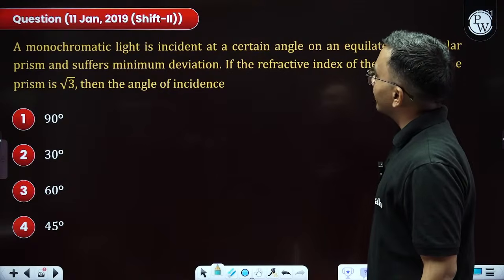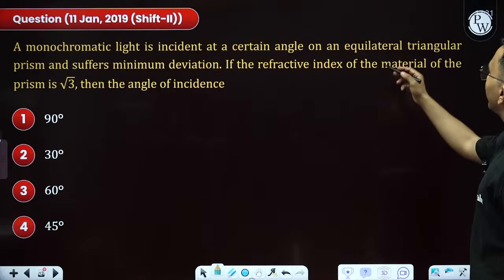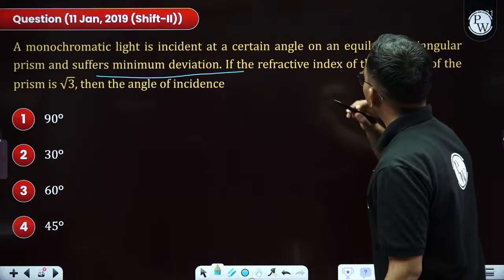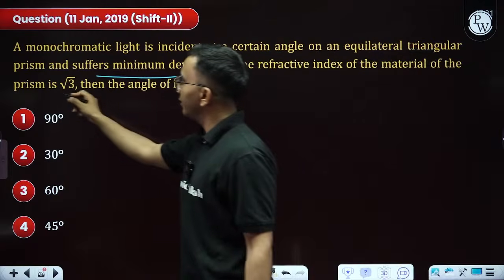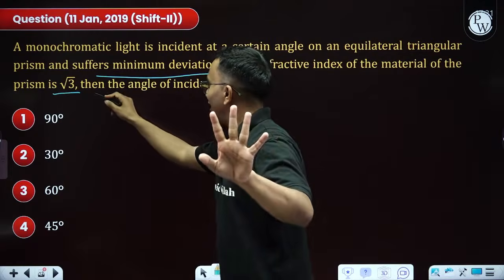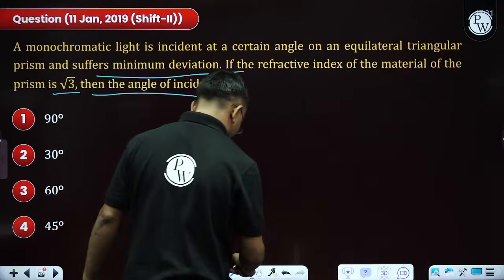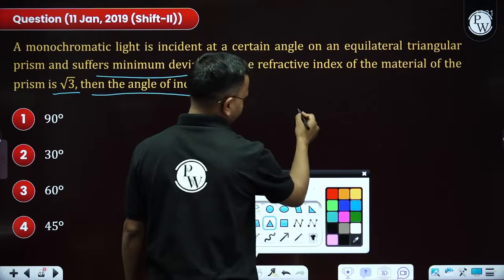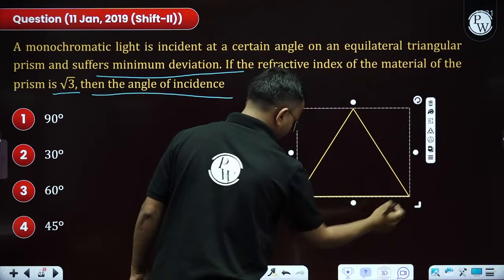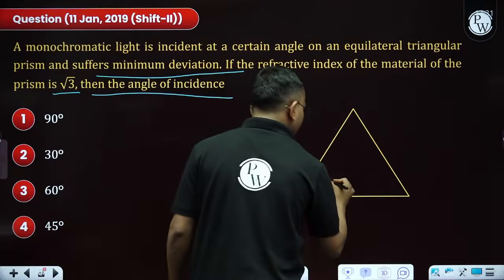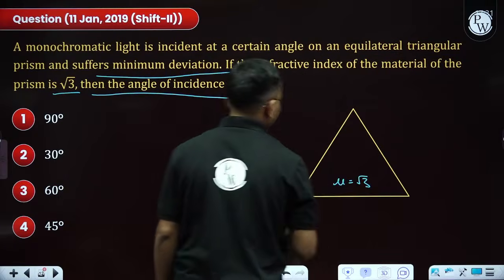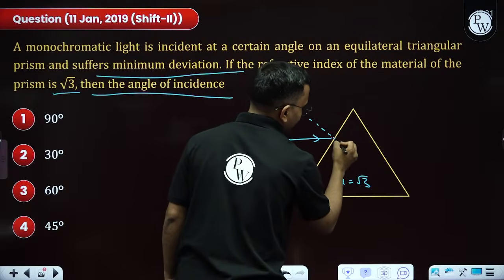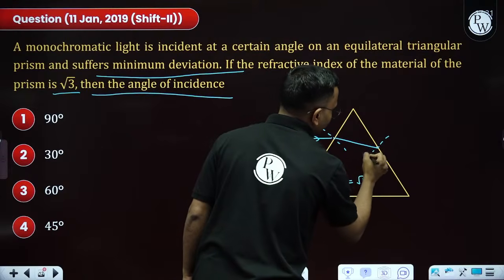A monochromatic light is incident at a certain angle on an equilateral triangular prism and suffers minimum deviation. If the refractive index of the material is root 3, then the angle of incidence is? Let us draw an equilateral triangle. This is my prism. Here mu is root 3. A ray is incident, let us take like this, and suffers minimum deviation.